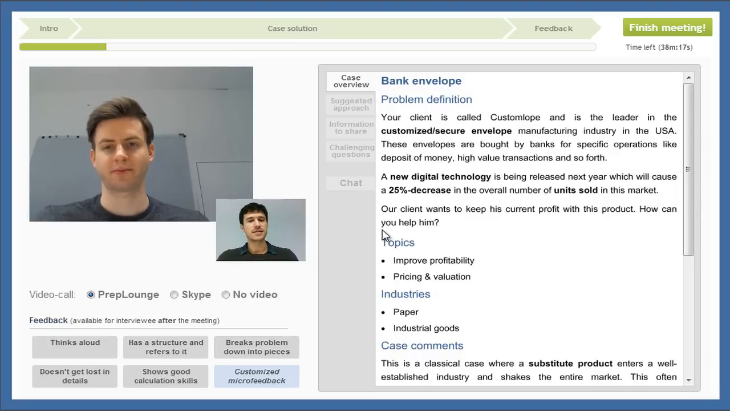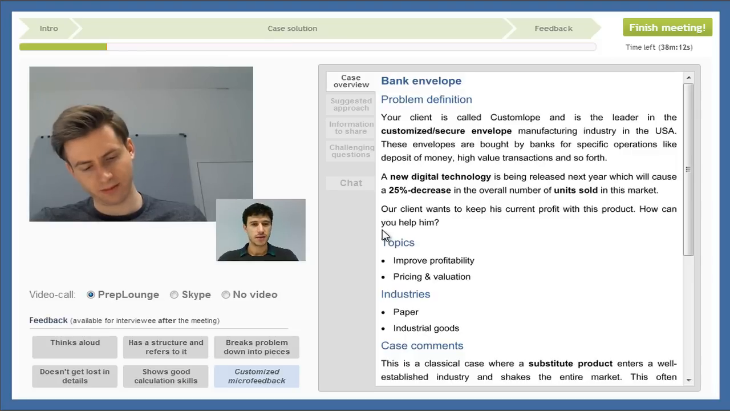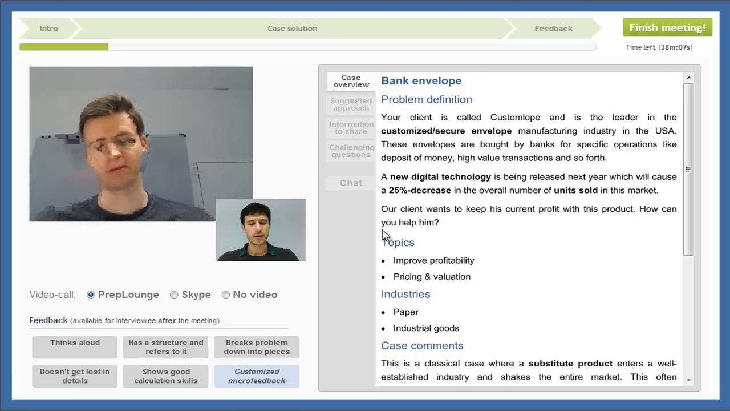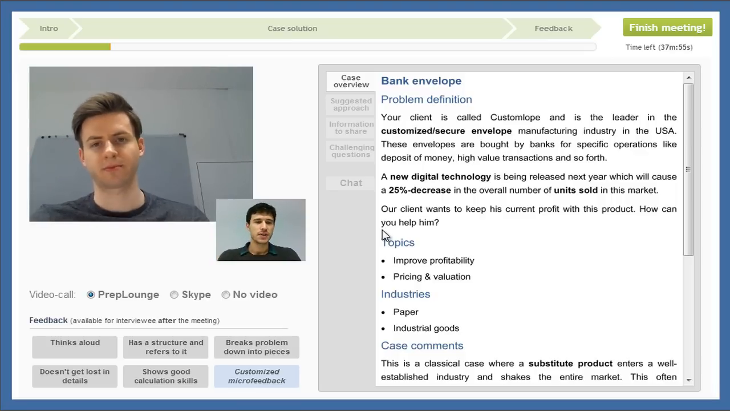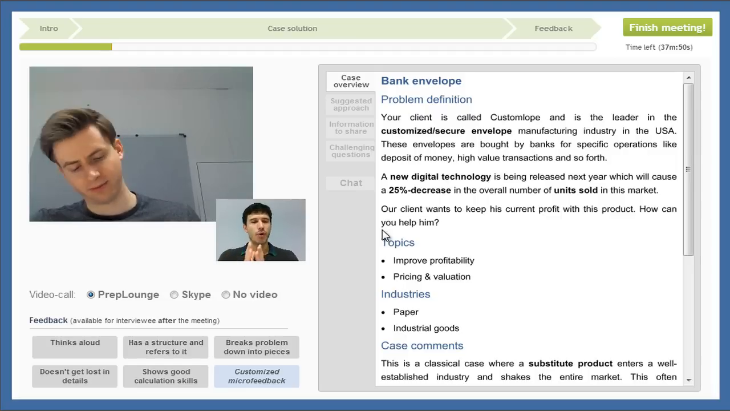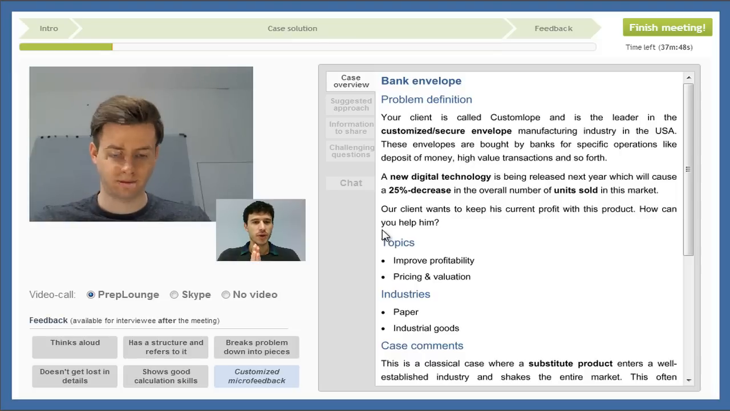So the thing is, next year there will be a new digital technology that will kind of replace partially this kind of envelope, and the market is supposed to drop 25%. So there will be 25% less units sold next year than this year. So the client comes to you with the question, how can I keep my profit next year with this product, even with this substitute product coming? How can you help them?